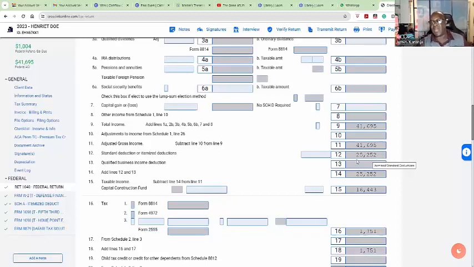We remember we had 13,850 as the standard deduction. Now it has increased to 25,252. Where is it coming from?